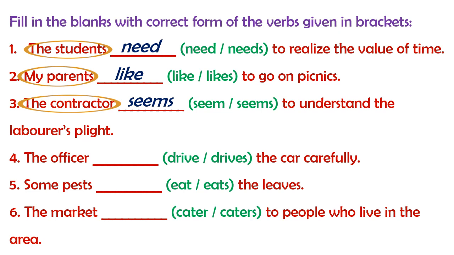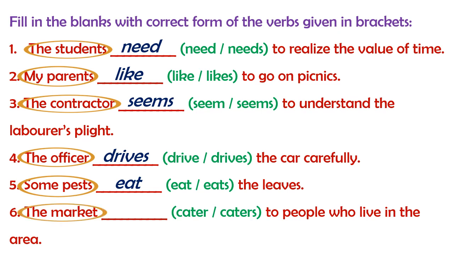Number 4. The officer dashed the car carefully. The officer, singular subject. Drives, singular verb. The officer drives the car carefully. Some pests, plural subject. Eat, plural verb. Some pests eat the leaves. The market caters to people who live in the area. This is what subject-verb agreement is all about. Easy, right?